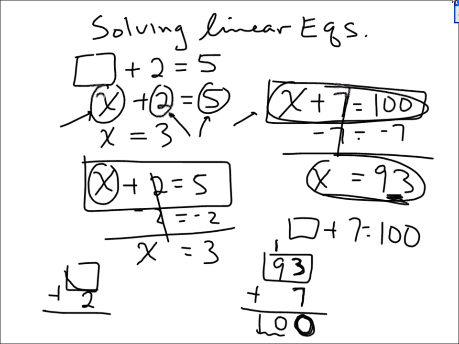What number plus 2 gives you 5? 3. That's why x should be 3. So, once you figure out the answer, it's good if you understand what that answer represents. And the last problem is that number that when you add 7 to it, it really does give you 100.